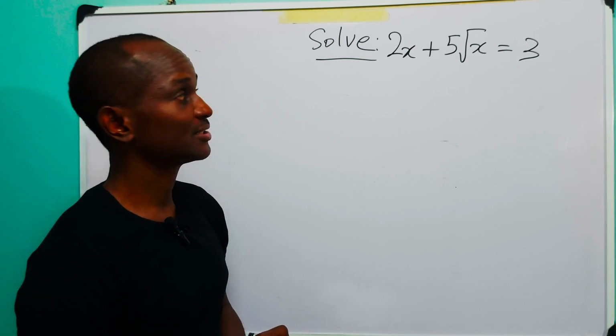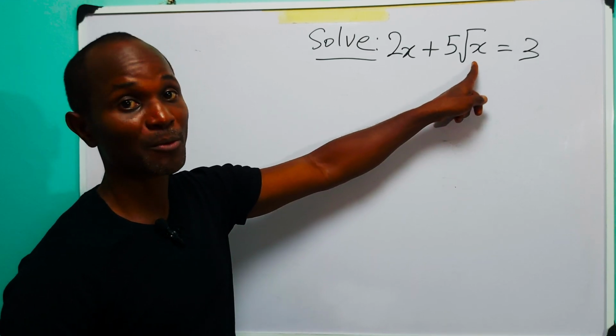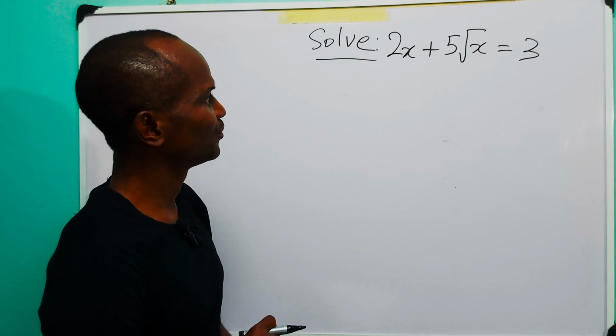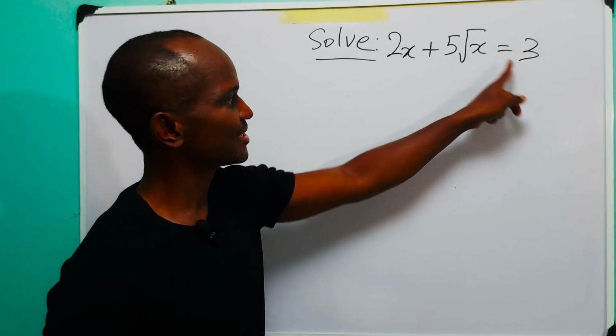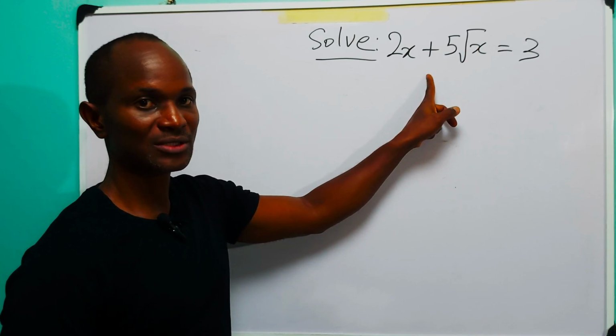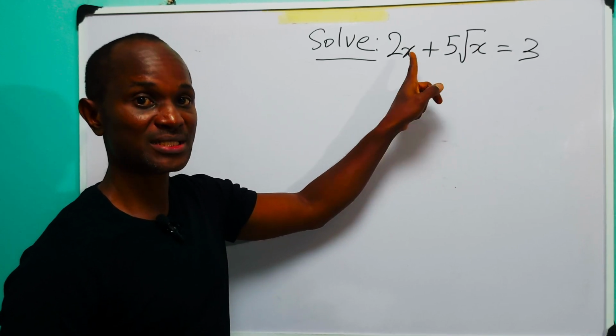The first step to do that is to find a way to extract x from under the square root sign. Now, to do that, we will need to raise both sides of the equation to power 2. But we cannot do it with this equation expressed like this.